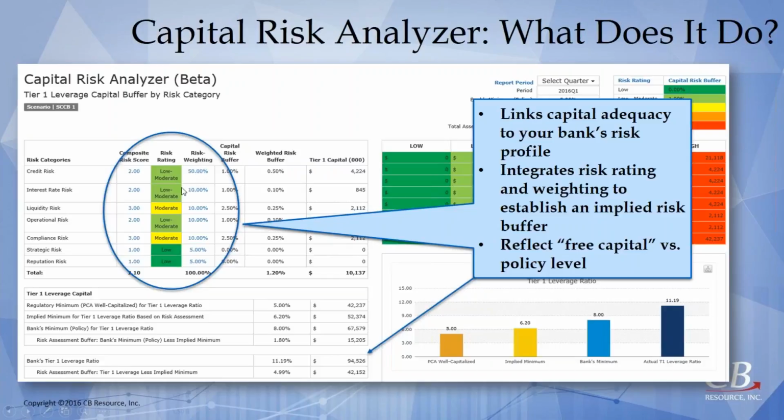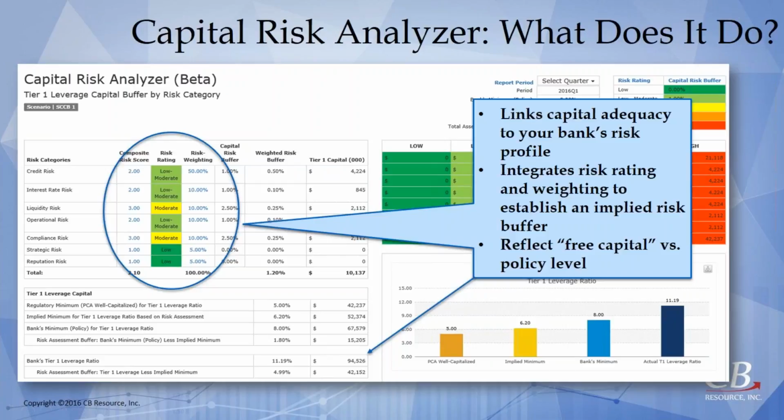So if credit risk is 50% of your risk, you drop them in. And ultimately, as you move over it, it's going to take a look at your current capital position and determine, based on your risk rating and your risk weighting, the actual capital buffer number or a potential threshold. And so what you can see is it will give you what the regulators want in that capital category, what the implied minimum would be based on your risk profile, what your policy level is, and what your actual capital level is.